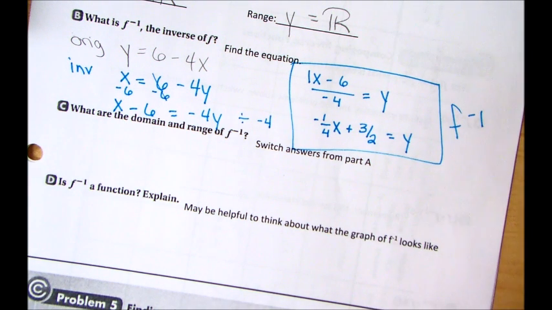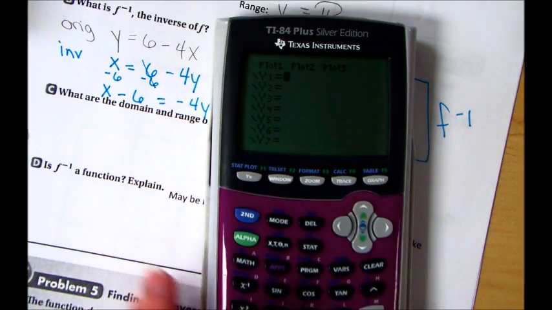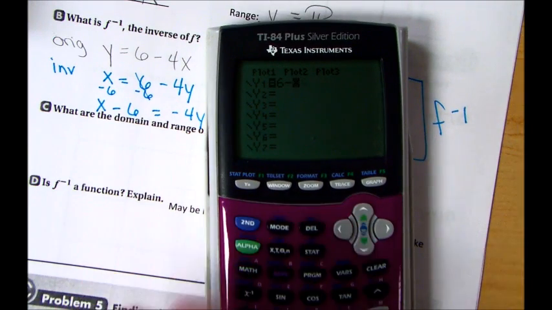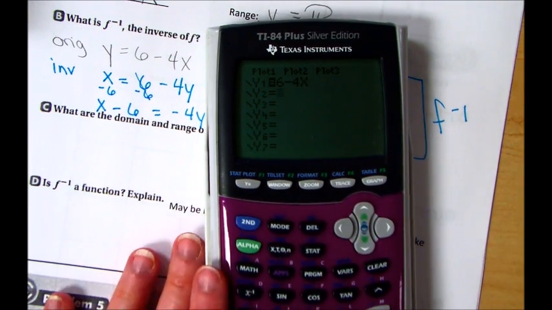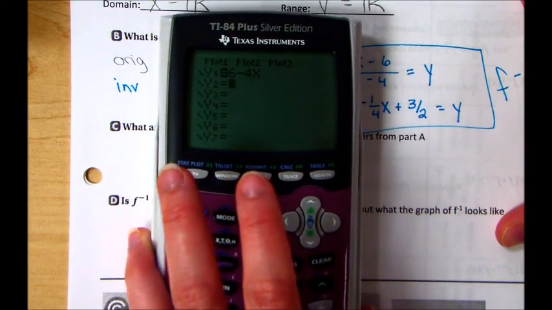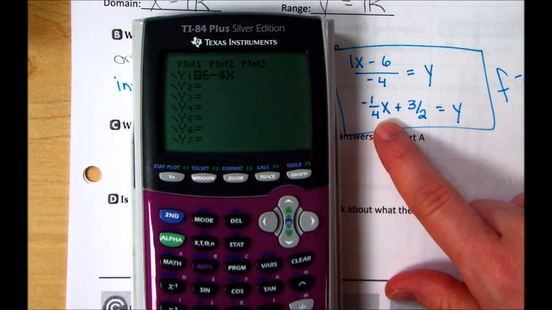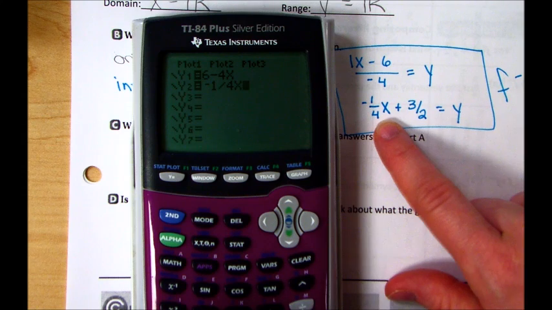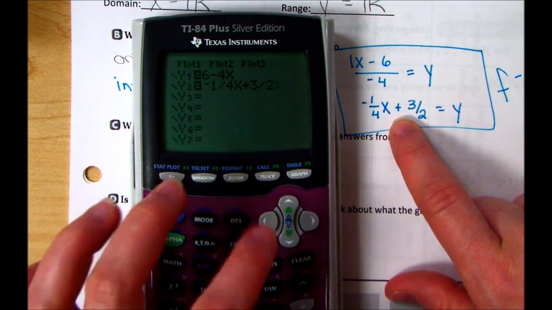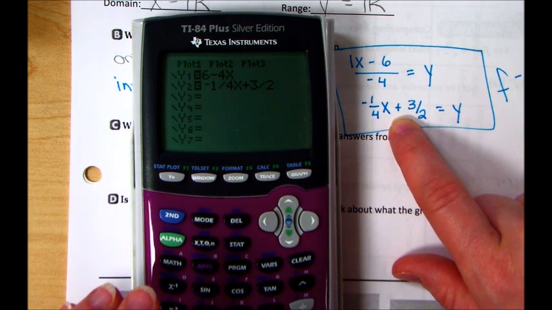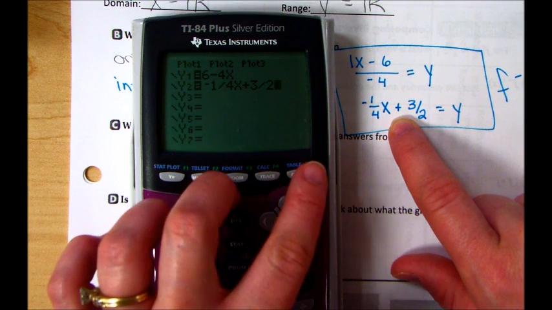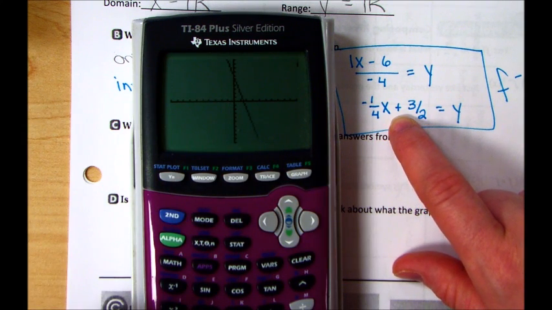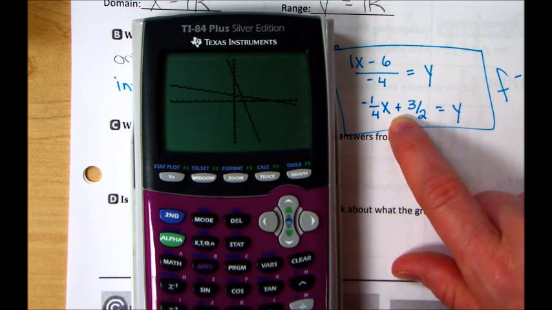Okay? So if I clear out my calculator and I show you the original, what was the original? 6 minus 4x. And I show you the new one. What was the new one? Let's do the good one. Let's do negative 1/4 x plus 3/2, or plus 1.5 if you prefer 1.5. Now when I hit graph, it's going to graph the original. Now it's going to graph the other one. And if you were to fold these on top of each other, they would fold right into one another.